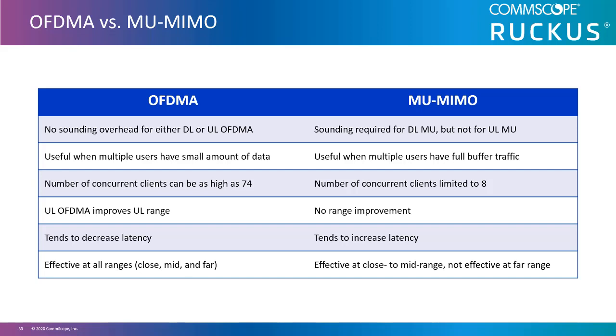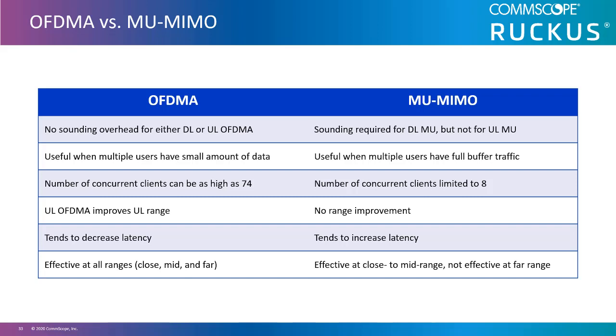Number of concurrent clients. OFDMA allows the AP to talk to multiple devices at the same time. In the 11AC standard with single-user MIMO, I had to talk to only 1 device at a time. Now I can have parallel conversations with both devices at the same time, from 9 clients with a 20 megahertz channel up to 74 clients with a 160 megahertz channel. With MultiUser MIMO, my number of concurrent clients is limited to 8.